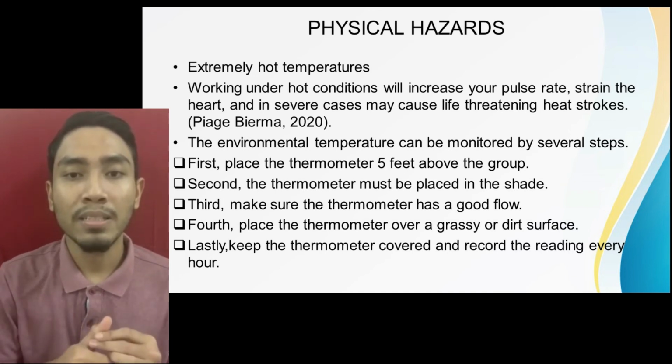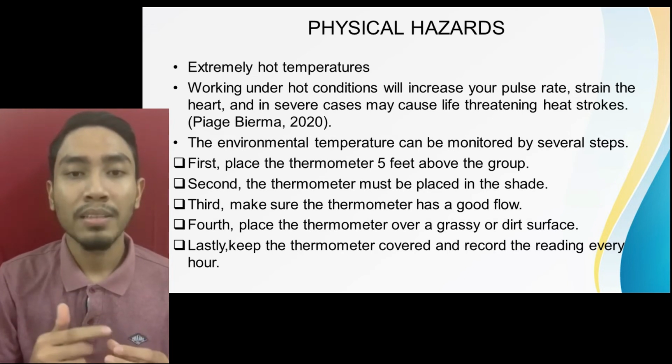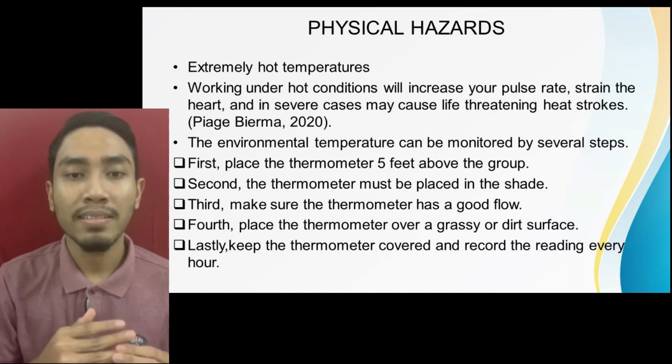First, place the thermometer 5 feet above the ground. Second, the thermometer must be placed in the shade. Third, make sure the thermometer has a good air flow. Fourth, place the thermometer over a grassy or dirt surface. Lastly, keep the thermometer covered and record the reading every hour.